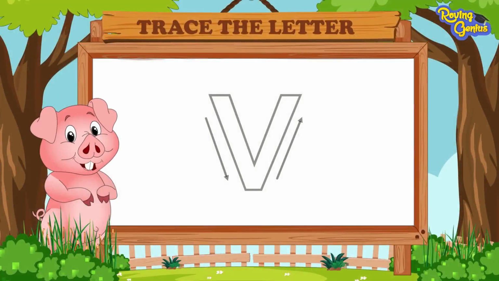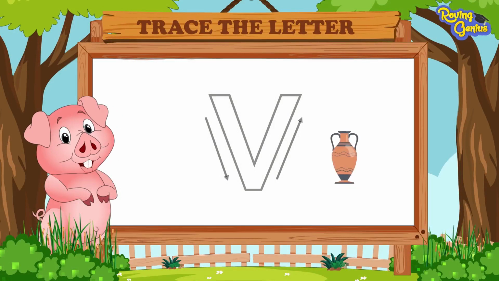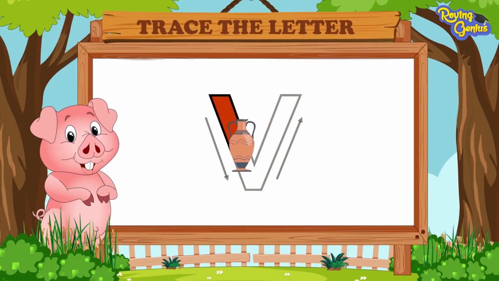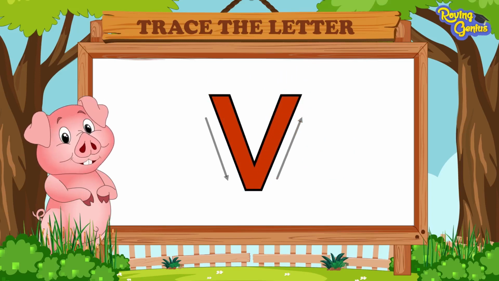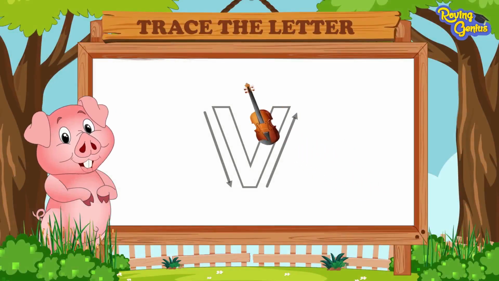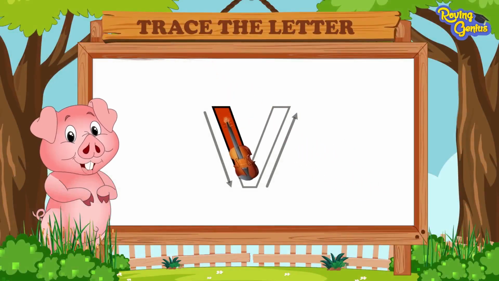Let's learn how to trace V with these fun rhymes. Slam down first and then up like so. This upside down volcano is ready to blow. Little V is ready to vroom. Down then up and it's out of the room.